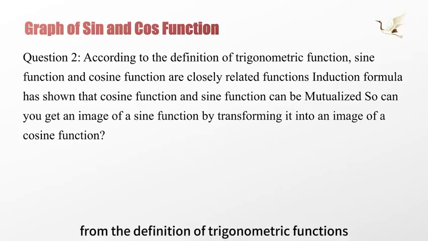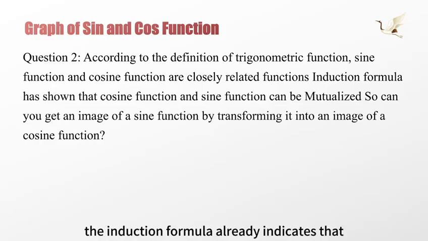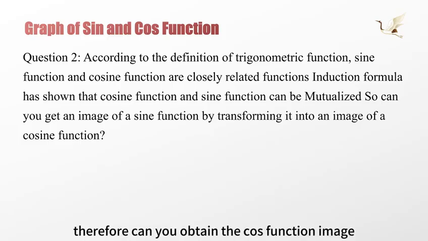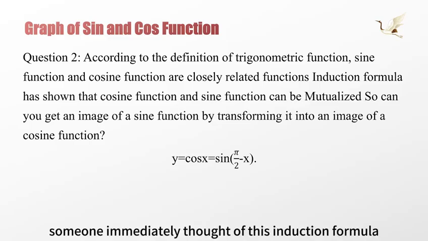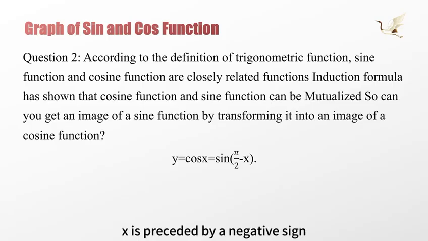From the definition of trigonometric functions, we know that the sine function and cosine function are a pair of closely related functions. The induction formula already indicates that the cosine function and sine function can be converted into each other. Therefore, can you obtain the cosine function image through image transformation based on the obtained sine function image? Someone immediately thought of this induction formula, y = cos x = sin(π/2 - x). However, please note that in this formula, x is preceded by a negative sign, and π/2 also involves translation, so the image changes are quite complex and not easy to operate.